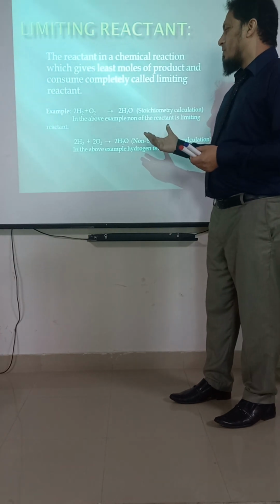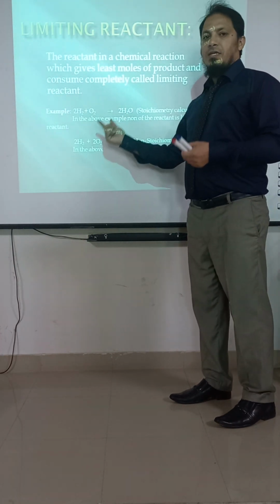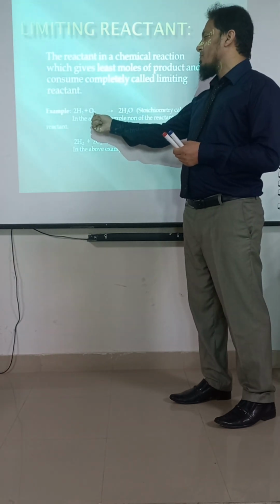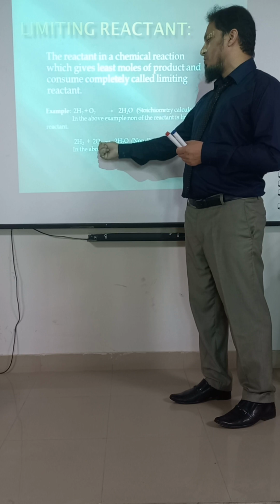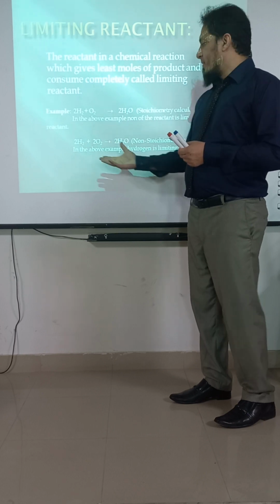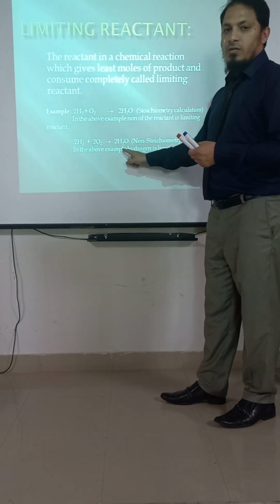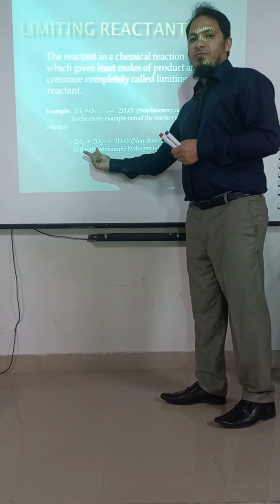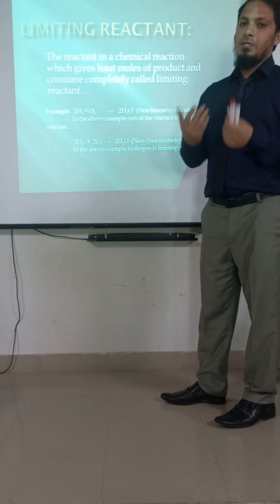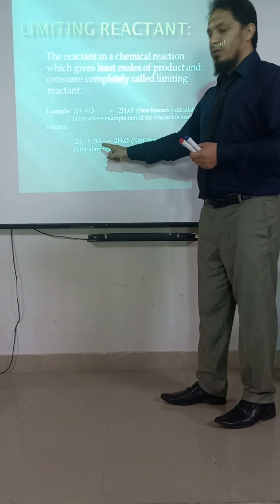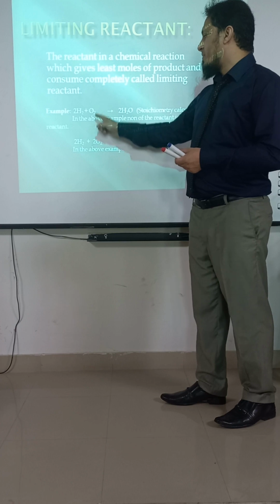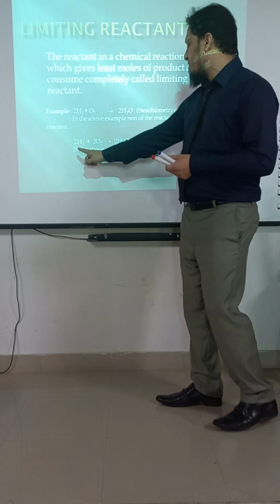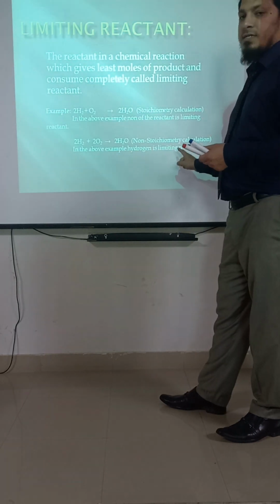So what we have to do is increase the number of moles of one of the reactants. Let's suppose I increase the moles of oxygen from 1 to 2. So basically, 2 moles of water will be formed and one of the reactants will be left behind and one will be completely consumed. The reactant left behind will be oxygen because we took 1 more mole of oxygen. So the hydrogen will be called what? Limiting reactant in this example.